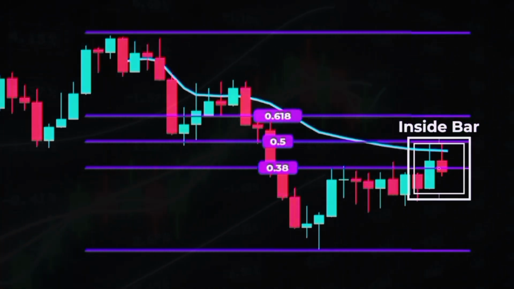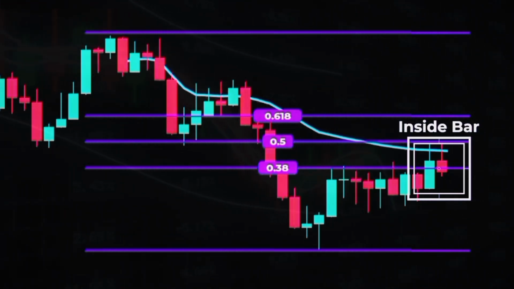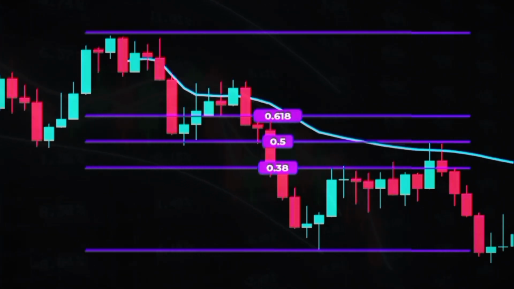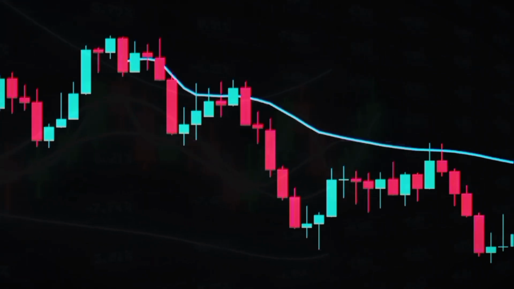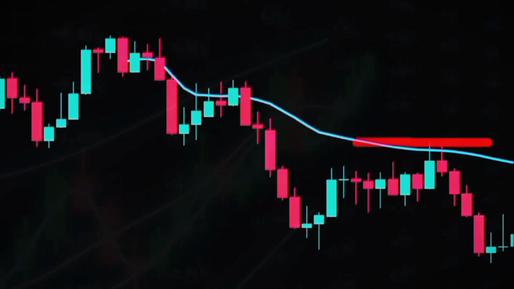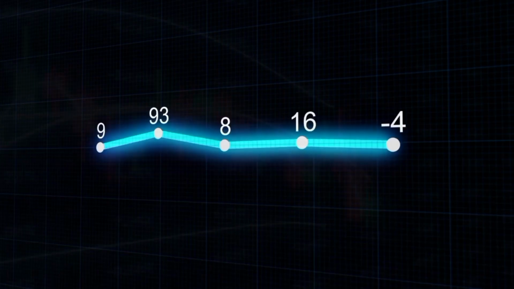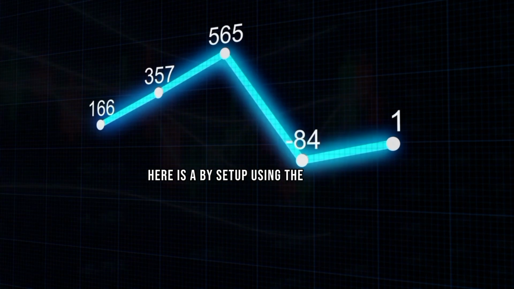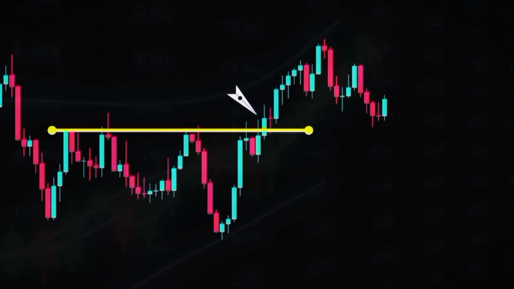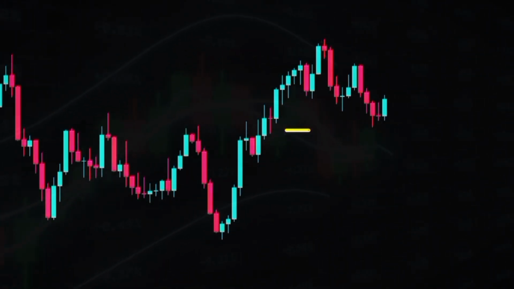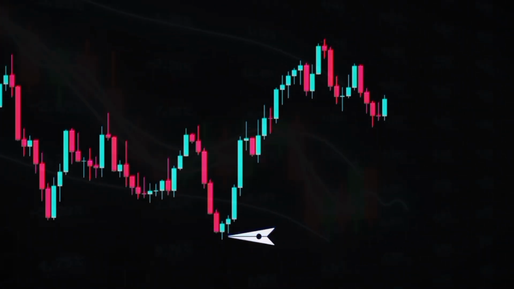On top of that, this inside bar also adds to the probabilities. All in all, this was a high probability sell trade. As a result, the price tanked after the inside bar. Our stop loss should be above the VWAP or 50%. On such a trade, we can target the recent lows. Here is a buy setup using the same logic. At this point, the price broke above the previous swing highs to make a higher high. So we spot an uptrend and plot the anchored VWAP from the starting point of the up move.